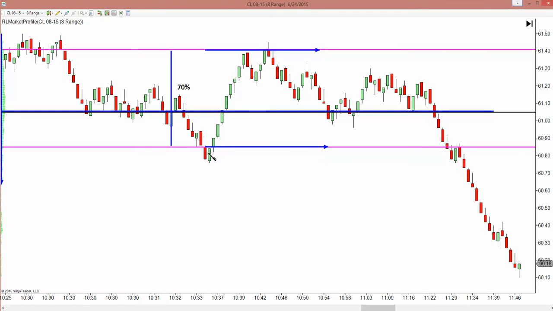Now, right here, price just walks right through the point of control. And so, listen, it's just like any area of support or resistance. Sometimes it breaks, sometimes it holds. And if you look right here, here is the point of control.